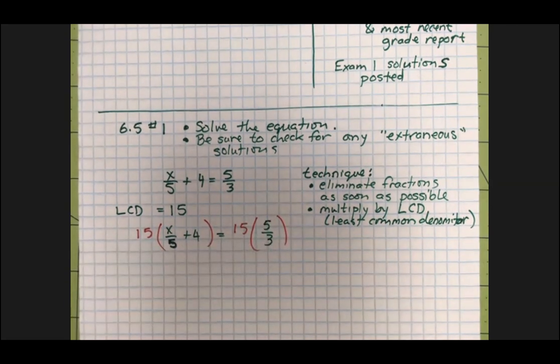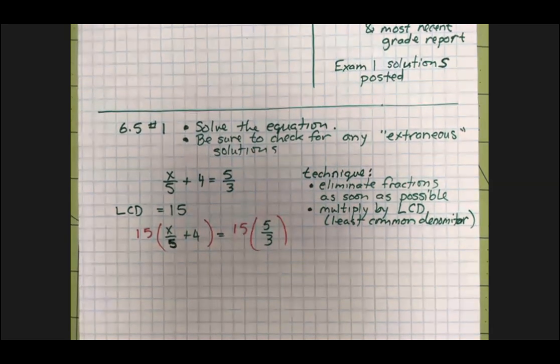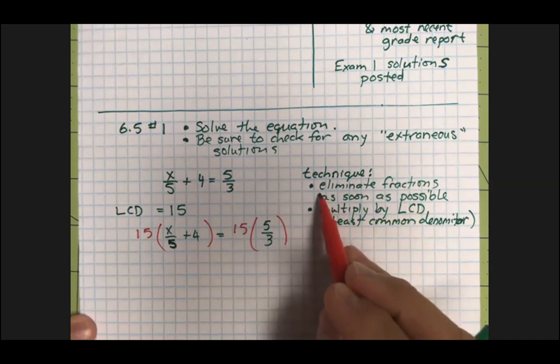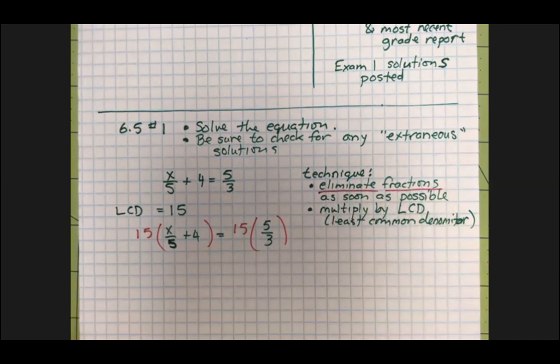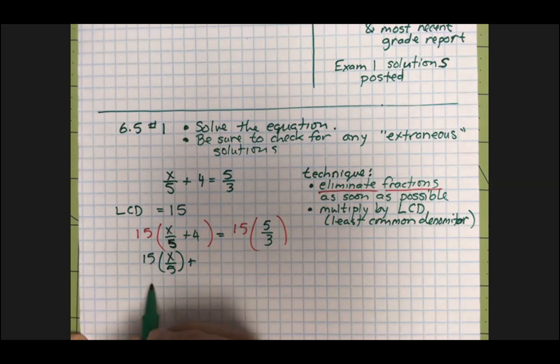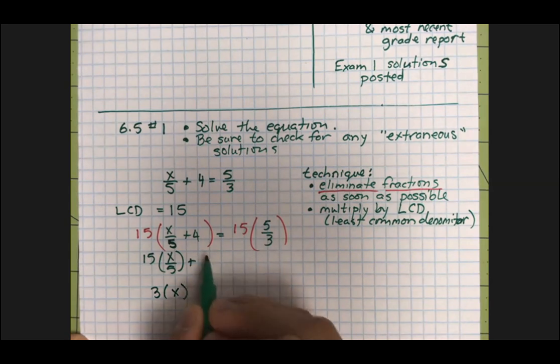Now I'm not multiplying by 15 to create larger or more fractions. I'm multiplying by 15 literally to eliminate fractions. And this multiplying by 15 instantly eliminates these fractions. 15 times x over 5, 15 over 5 is 3 over 1. That immediately cancels the 5 in the denominator.